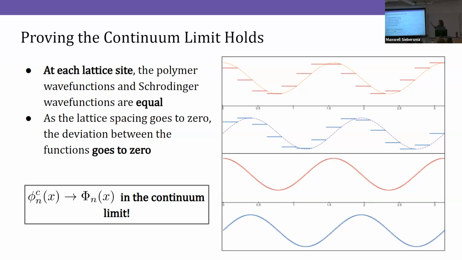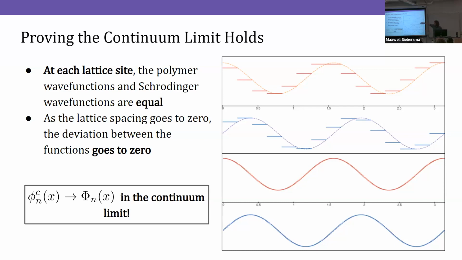On each lattice site, the Polymer wave functions and the Schrodinger wave functions become exactly equal to each other. As we take the limit as the lattice spacing goes to 0, we get more and more points, and so the intervals that these Polymer functions are defined on get smaller and smaller. Because the Schrodinger wave functions are just these nice, simple e to the ix uniformly convergent functions, as we make these intervals smaller, the deviation also does. So we see that our Polymer wave functions converge to the Schrodinger wave functions in the continuum limit.